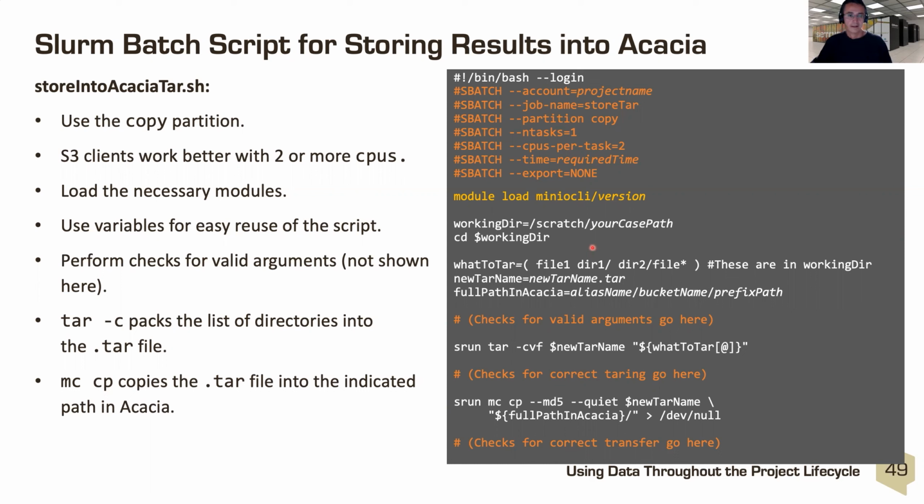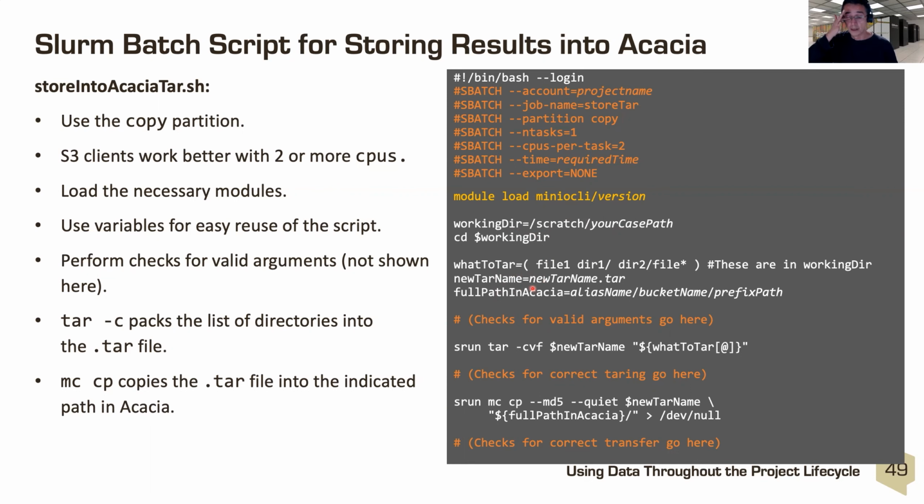Sorry for that. Loading the minio client, and basically it's the opposite direction of the commands. Now we have a working directory. We need to define which files to tar, and define the name of the new tar file.